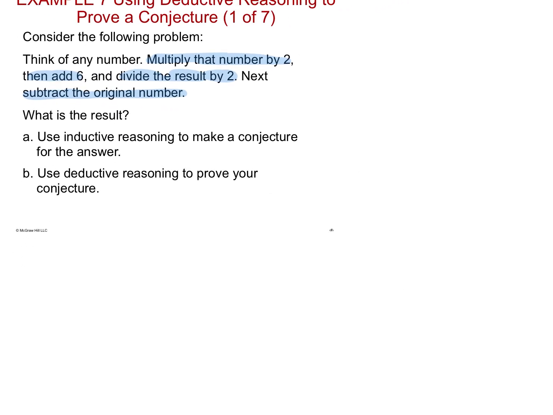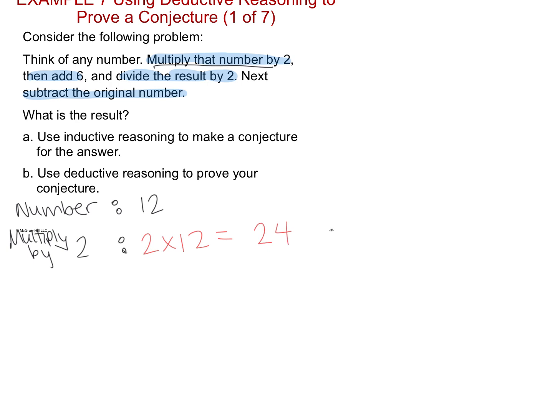Okay, so our number will be 12. Okay, and you could start with any number. I'm going to pick 12. I'm going to now perform these operations. I'm going to multiply by 2. All right, so 12 times 2, or 2 times 12, is 24. Okay, then I'm going to add 6. So 24 plus 6, which is 30.